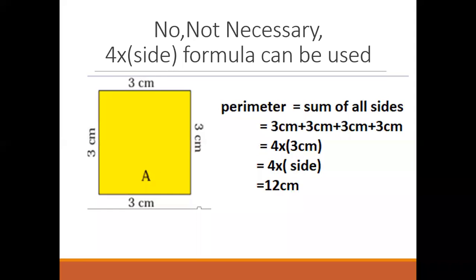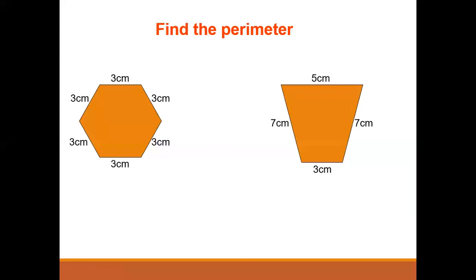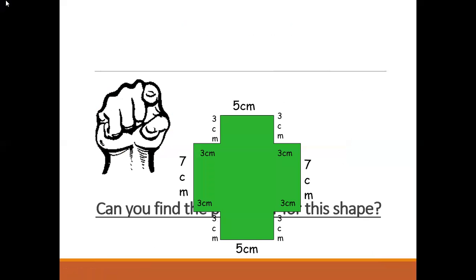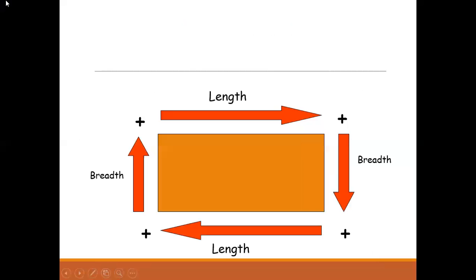I got only some 9 to 10 responses for that. I shared one worksheet on field and fences. Very easy. Just add all the sides, that will be the answer. Sum of all the sides will be the perimeter. It's a very easy question. All these questions were done in the last class. This is also done.